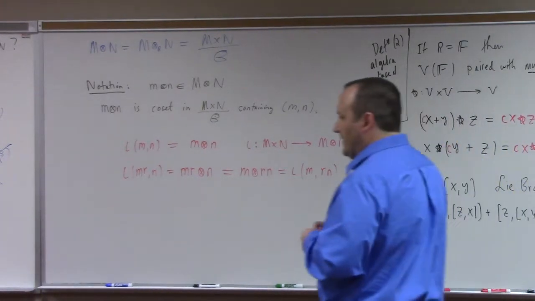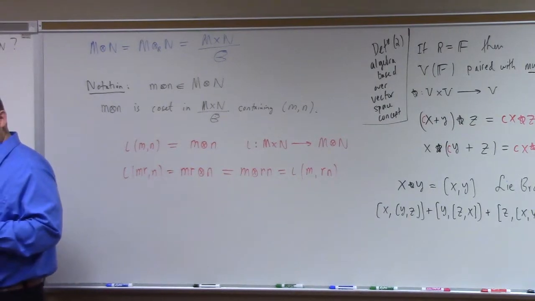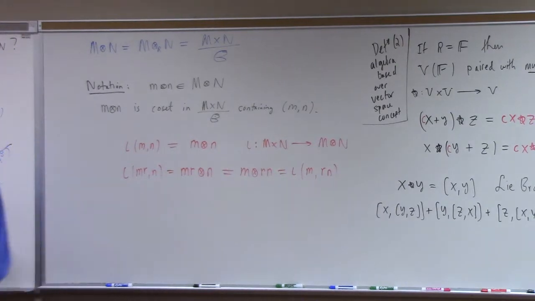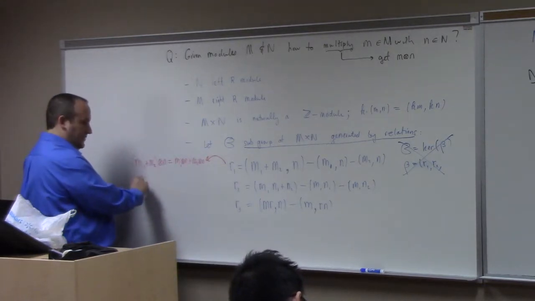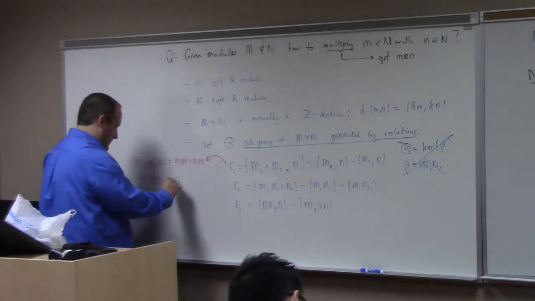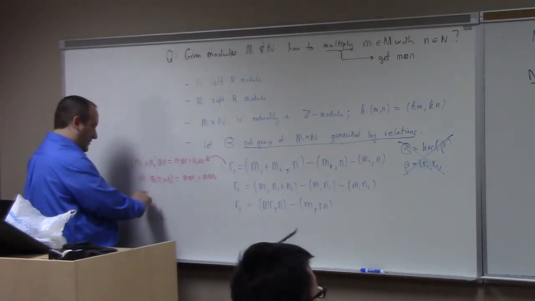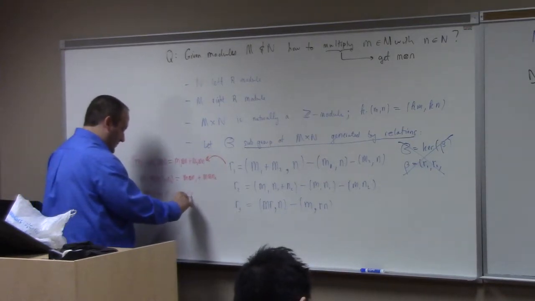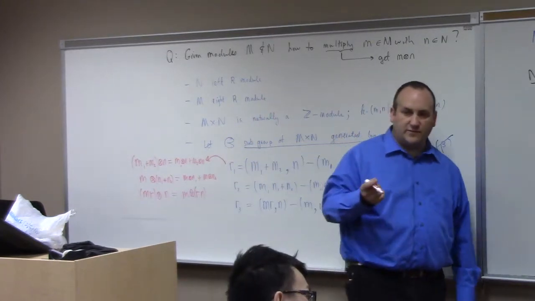See, in the quotient, you know how the quotient works, right? The essential point is that we get to set these things equal to zero, so these become zero in the quotient. And so what do these things actually say when you interpret this in terms of the tensor notation? This says, for example, (m1 plus m2) tensor n is equal to m1 tensor n plus m2 tensor n, right? The second one says that m tensor (n1 plus n2) is m tensor n1 plus m tensor n2. And of course, the last one says that mr tensor n is m tensor rn. Right? And that's why it's tensor sub R, because you're allowed to transport R scalars through the tensor.